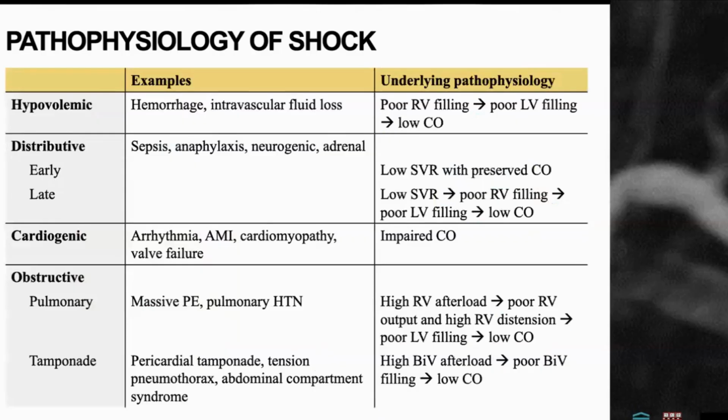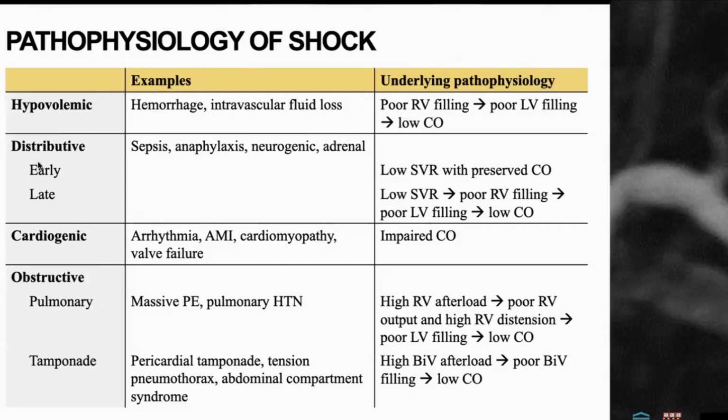All right, so let's get into this. This is the classic table, what you learn in med school: the pathophysiology of the different types of shock. The classic categories are hypovolemic, distributive, cardiogenic, and obstructive. Hypovolemic shock, examples of that are things like hemorrhage or just being dry, basically intravascular fluid loss. And this is my favorite column. I'm going to keep referring to this throughout this talk; you need to know your underlying pathophysiology in all of these categories. In hypovolemic shock, you have poor RV filling, which leads to poor LV filling, which leads to low cardiac output.